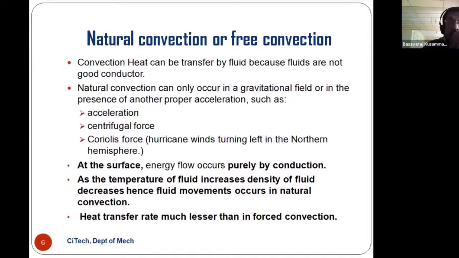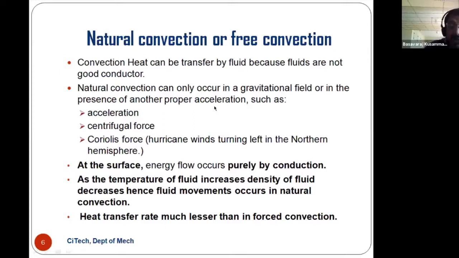Okay, natural convection can only occur in a gravitational field. Understand? So natural convection occurs only in a gravitational field or in the presence of another proper acceleration.